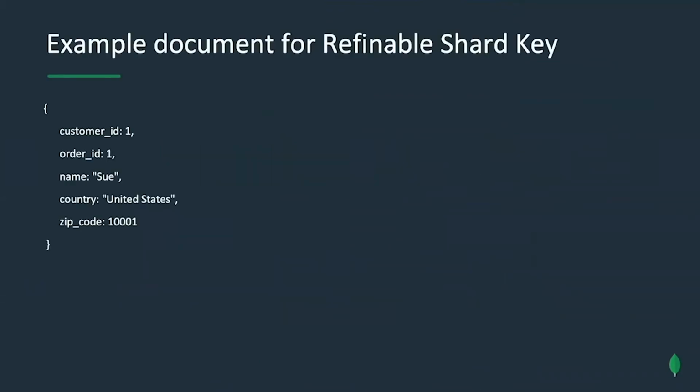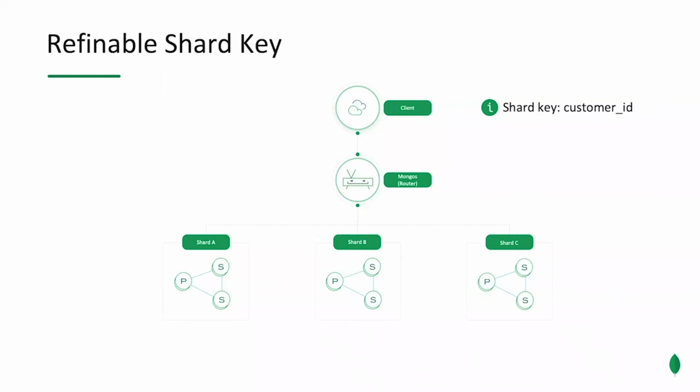Here is a simple document in a sharded orders collection where a user is collecting information about orders. It has a couple of fields, as you can see: customer ID, order ID, name, country, and zip code. For our example, we will be focusing on the first 2 fields, customer ID and order ID. Here is a visual of the sharded cluster. The orders collection is currently sharded on the customer ID, which you can see in the top right.